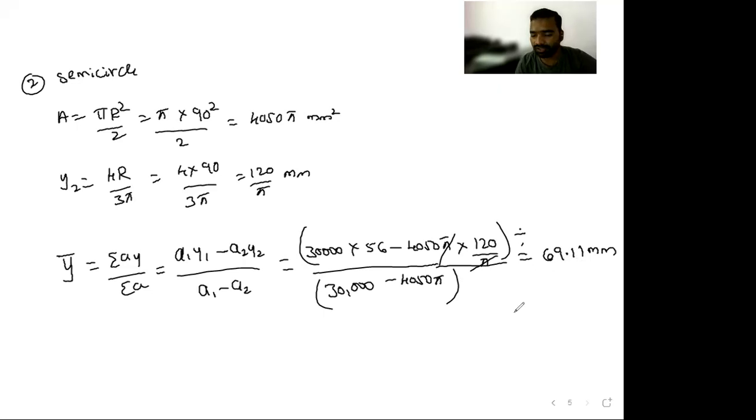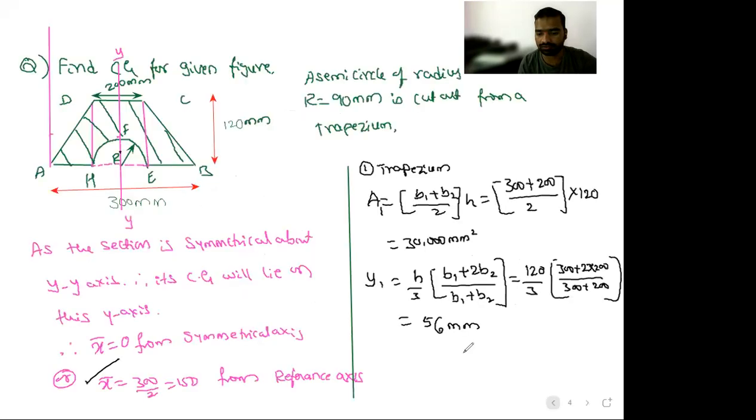From which axis? From the reference axis. Correct? Yes. So how to locate that in the figure? See here, for your understanding I have taken two values: one is x bar equal to 0 and one more x bar equal to 150. But when you show this in the diagram, you have to take only one value. So which value will you consider, from the symmetrical axis or from the reference axis? Symmetrical axis. Okay, so if the symmetrical axis is taken, you have to show this is the symmetrical axis.